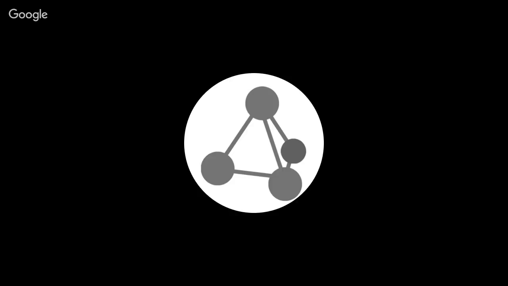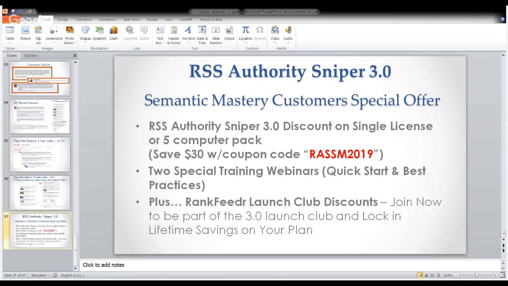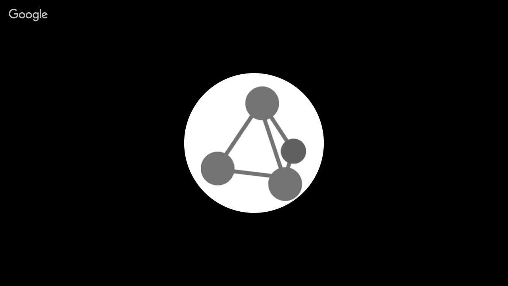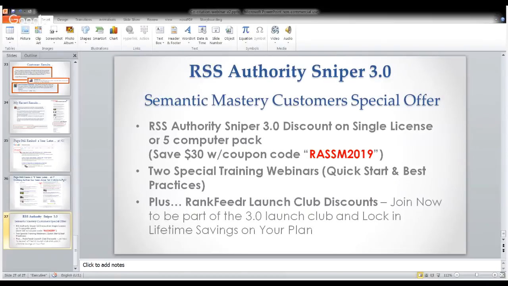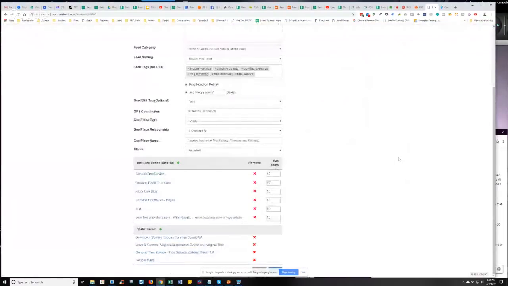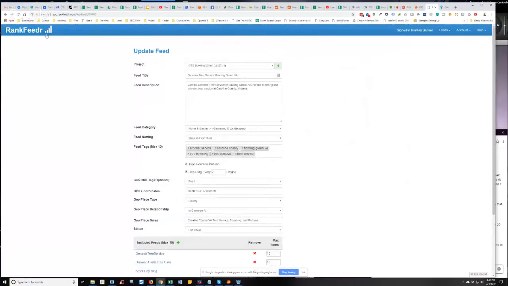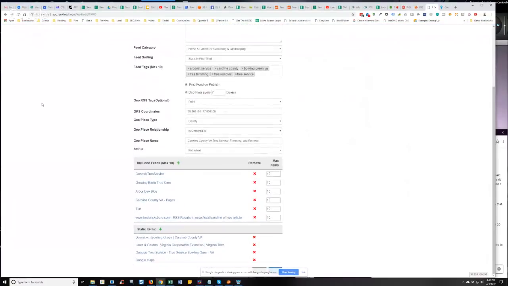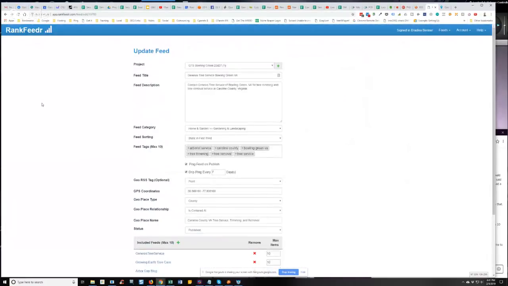RankFeedr has a little dashboard, a feed editor dashboard, which is if you want to re-edit a feed, you can't do it in RSS Authority Sniper. So, say you wanted to change something out. Oh, I'm not showing my screen. I'm sorry. Yeah, there's a feed editor inside RankFeedr. So this is it here. Like the one that I was just showing you guys, if we take a look at the edit here, yeah, all the data that I had added to that one. And this is inside RankFeedr, guys. Right. Okay. It's got a web dashboard.